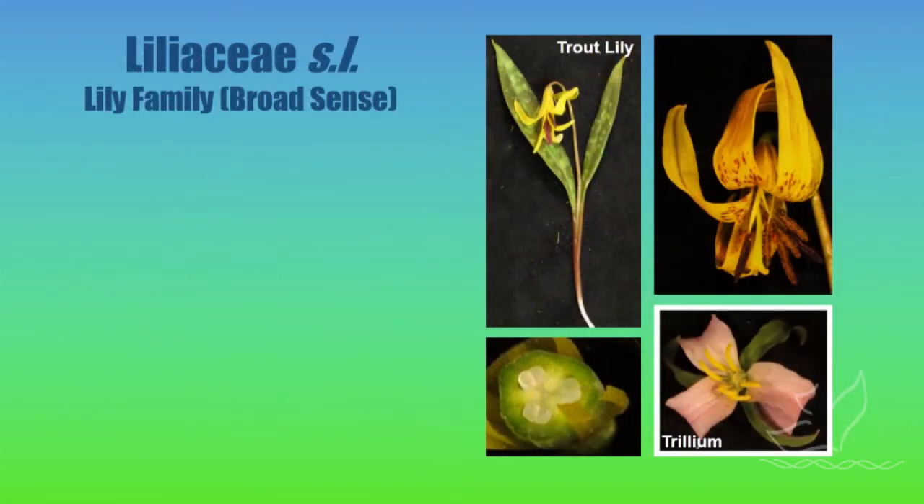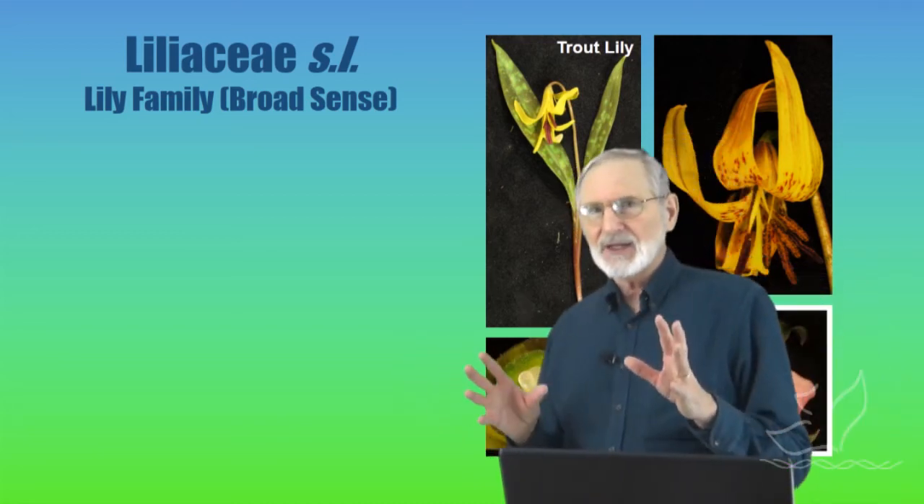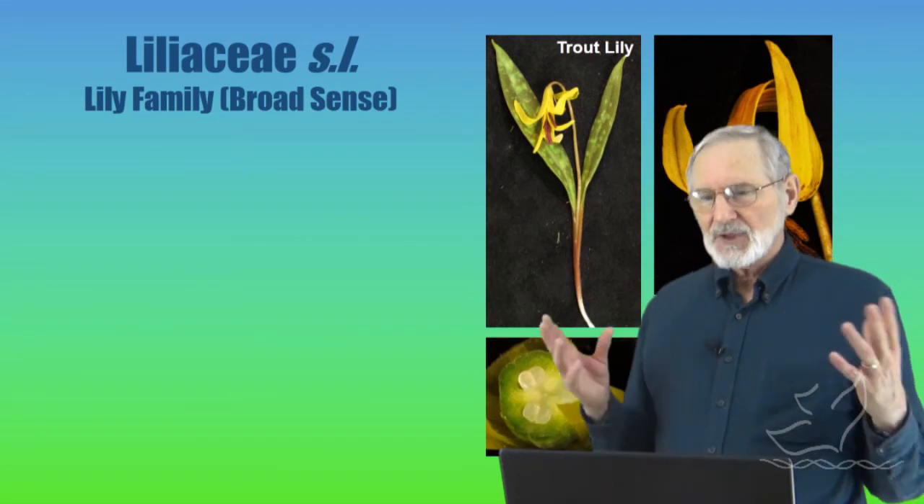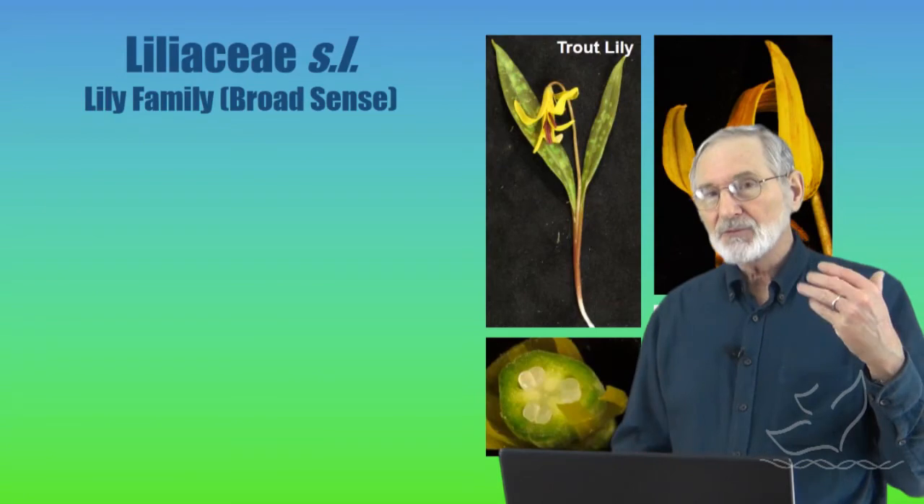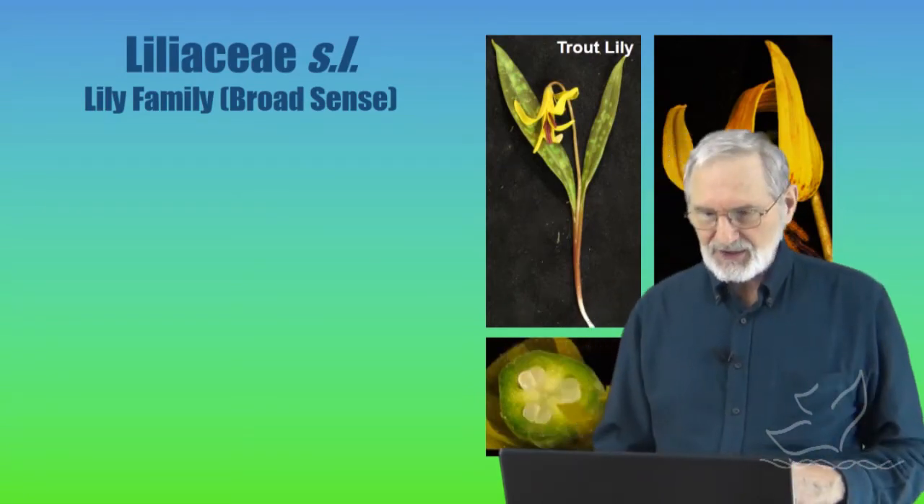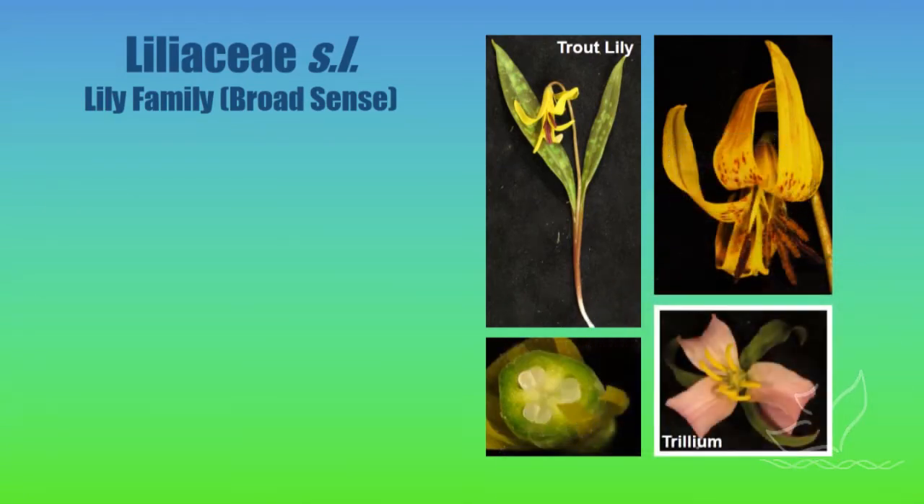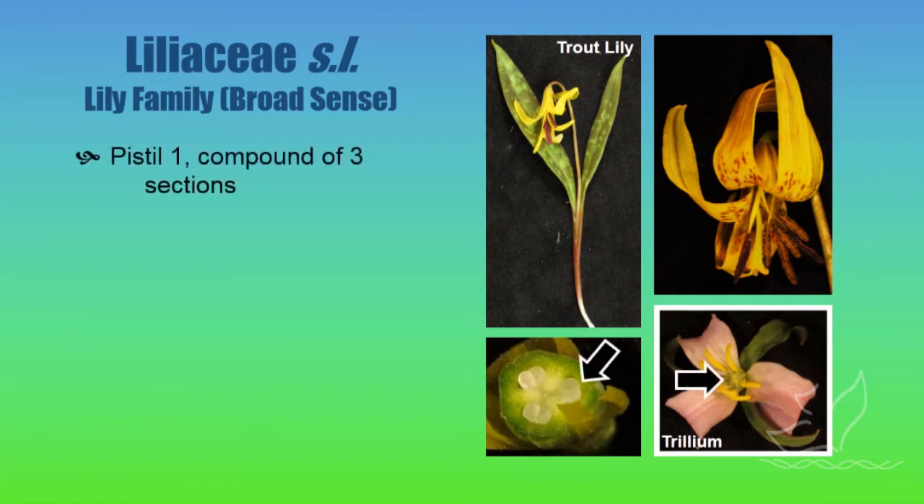Now we come to the last family we need to talk about, and that is the Liliaceae. This is the lily family in the broad sense. In books today you'll see them often split into smaller families, unless the author is going by an older classification. But I'm using the broader sense, the broader classification for this class. The pistil is one compound of 3 sections. So you can see a cross section through developing fruit of the trout lily. You can see there are 3 sections in it.